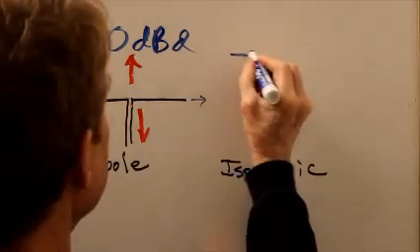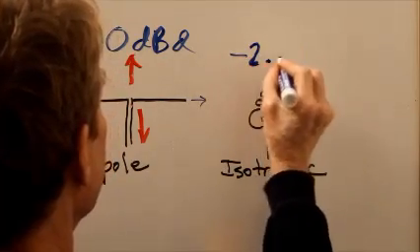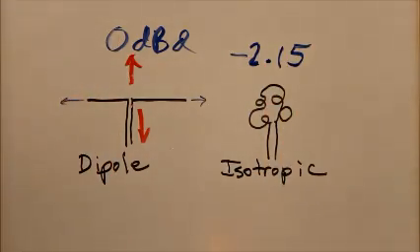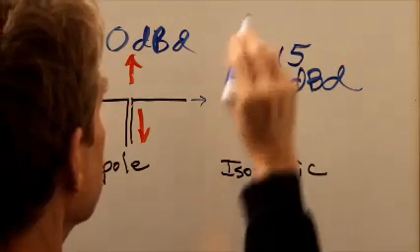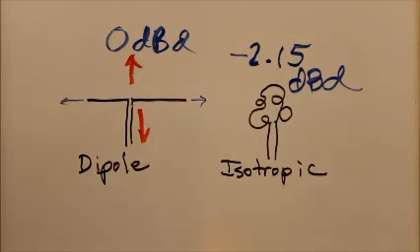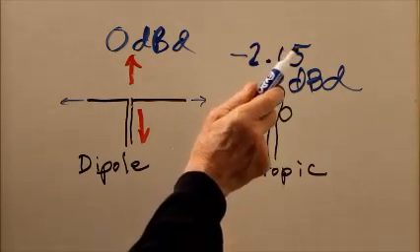An isotropic radiator, in all of its directions, favored or not, because there's no such thing as a favorite for this type of antenna, is going to be approximately minus 2.15 dBd. That means that a dipole in its favored direction will have 2.15 decibels of gain over an isotropic radiator in any direction.